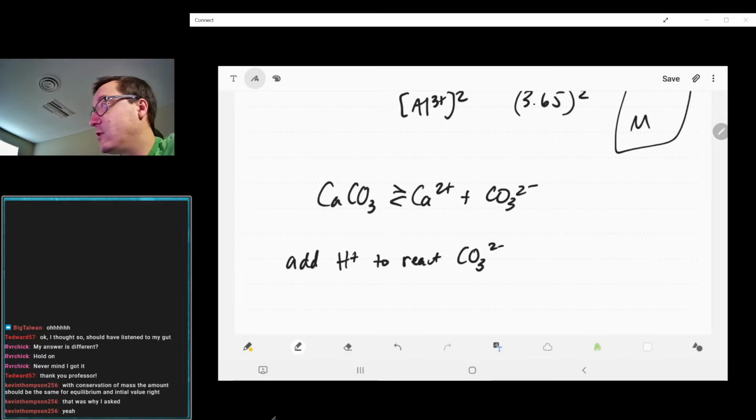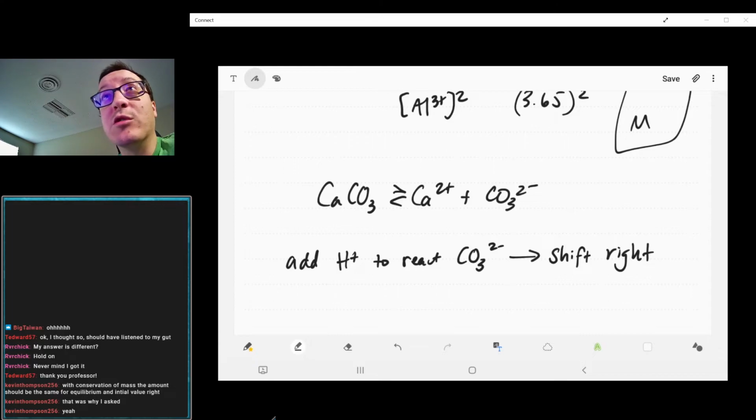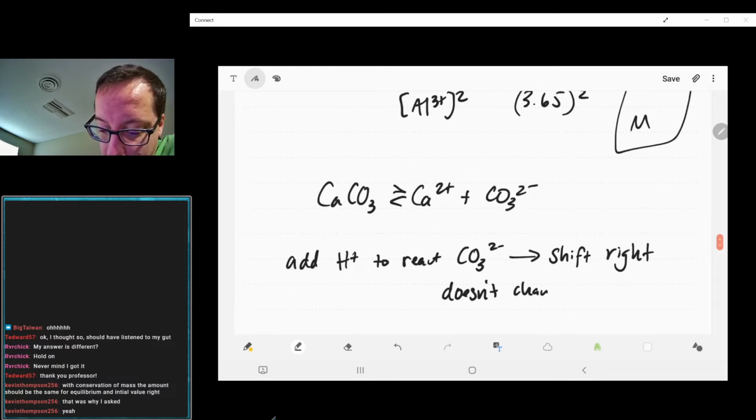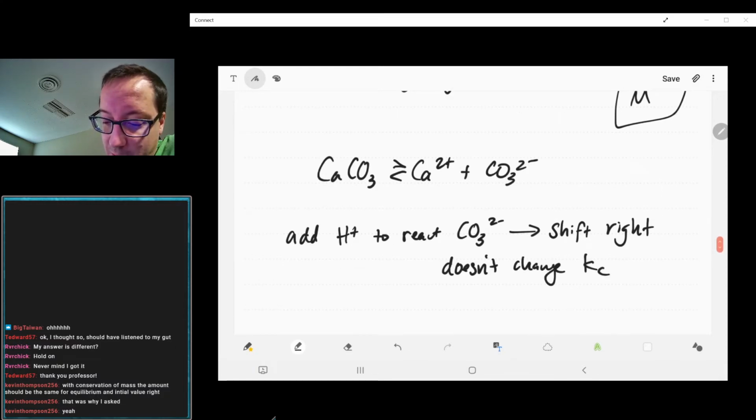That should lead to using up products, right? So if we remove that product by reacting it, we're going to end up shifting to the right. But shifting to the right will not change our equilibrium constant, right? We're getting rid of carbonate, so we're going to need to make more to reestablish our equilibrium. So this doesn't change our equilibrium constant.